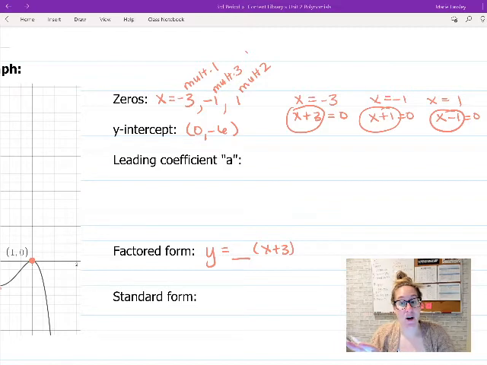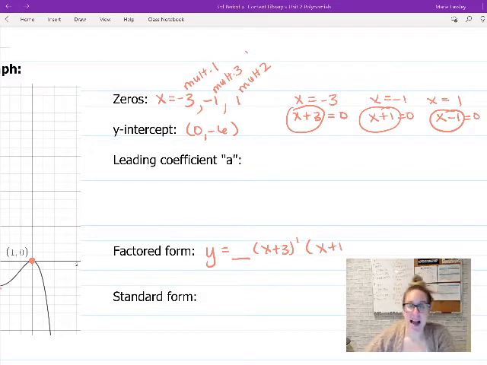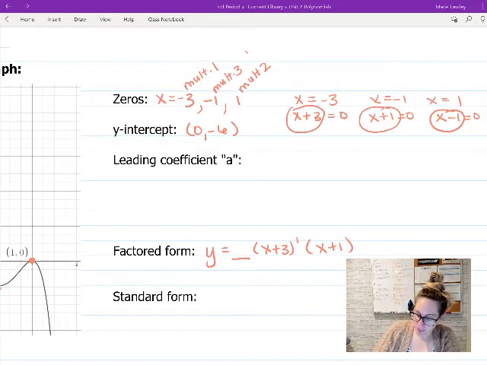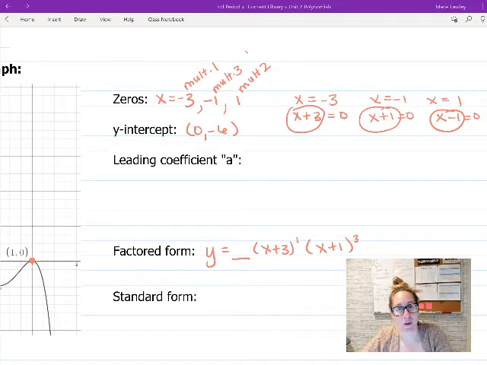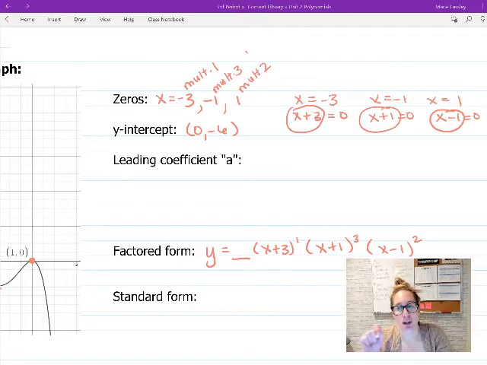Now this 0 had a multiplicity of 1, so I can put a 1 right there, or you can leave it off. You really don't need to have the 1, but it's a good placeholder while we're trying to get this equation set up. All right, my next factor is x plus 1. And that had a multiplicity of 3, so I am going to put a 3 as my exponent for that factor. And then my last one is x minus 1, which had a multiplicity of 2, so 2 is the exponent for that factor. Now, we are very close to being done with the problem.